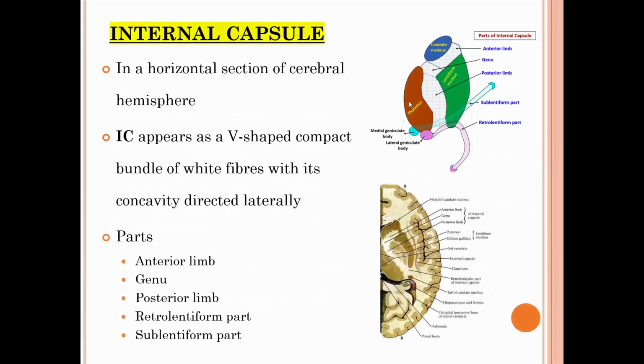Okay, now shape and parts. If you see in the horizontal section, this is the shape of the internal capsule, which is V-shaped, and what are the parts? There is the anterior limb, there is the genu, and there is the posterior limb. Okay, these three structures we are seeing, and then behind the lentiform nucleus there is some part, which is known as the retrolentiform part of the internal capsule, and then there is the sublentiform part of the internal capsule.